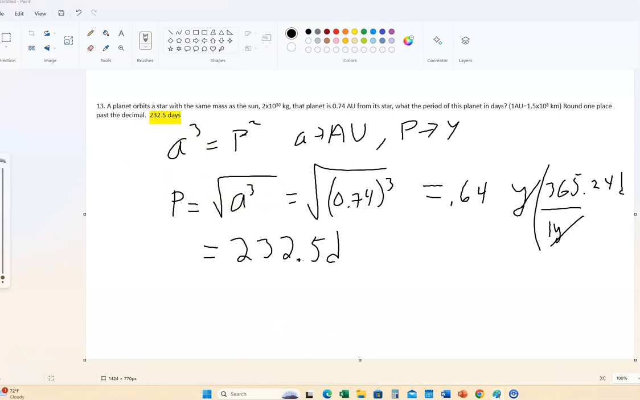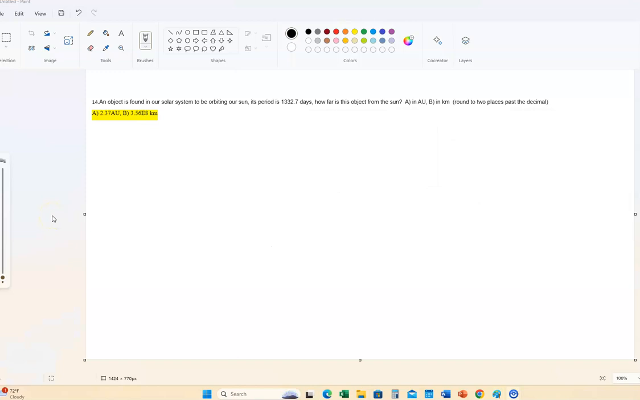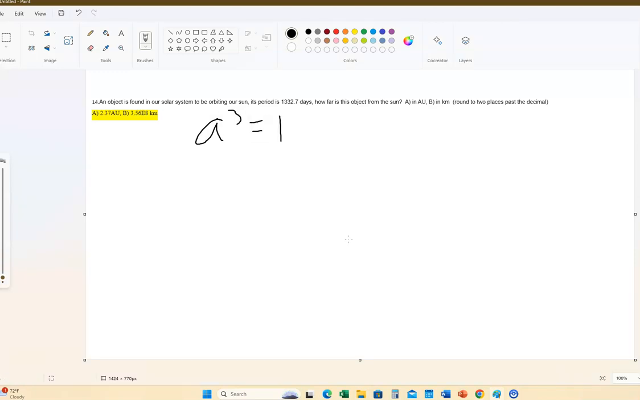Let's get to number 14. Number 14 looks like another example of Kepler's third law. Let me just say something about that right now. You read this problem, and let's say you didn't have the answer in front of you: an object is found in our solar system, orbiting our sun. That's the key thing. As soon as you see that, you use Kepler's third law. So we know that a cubed is equal to p squared.